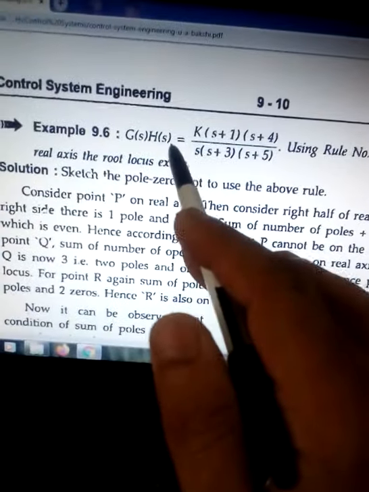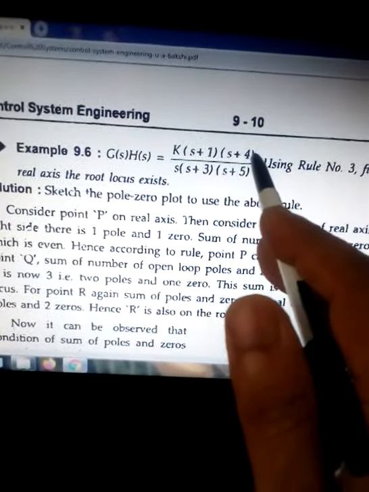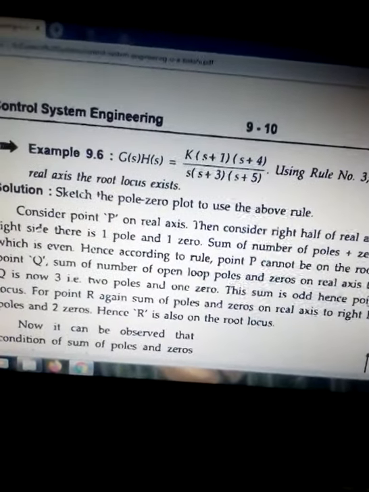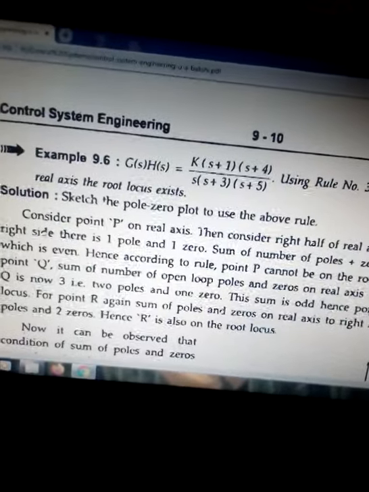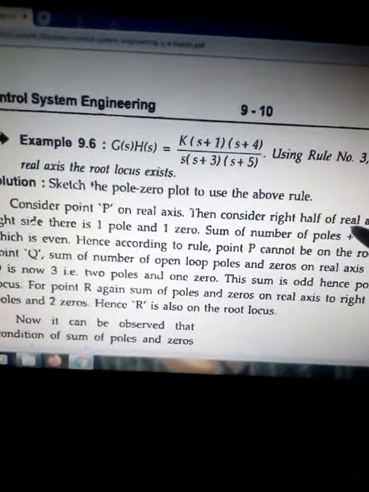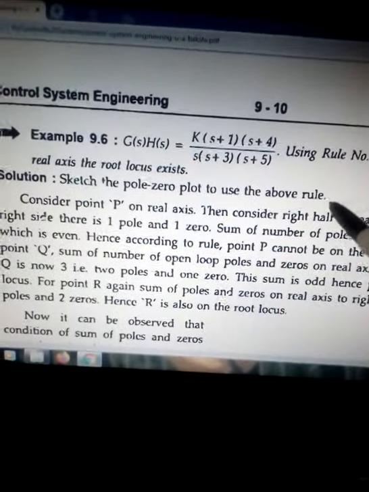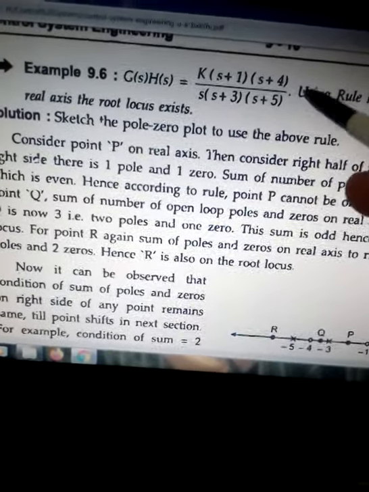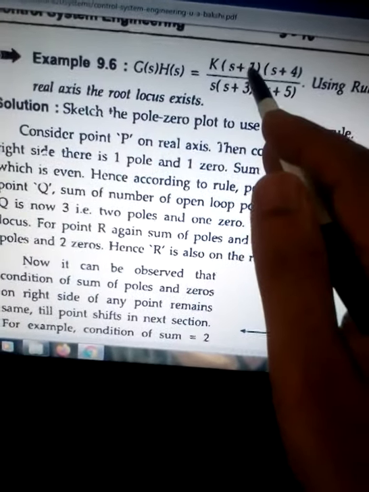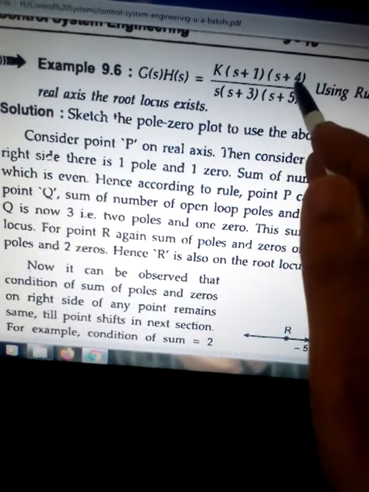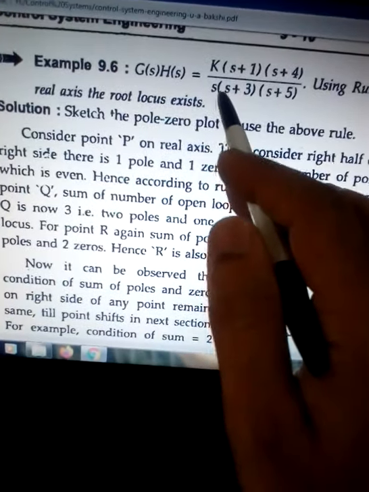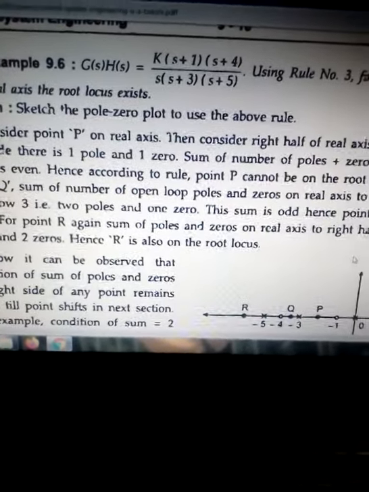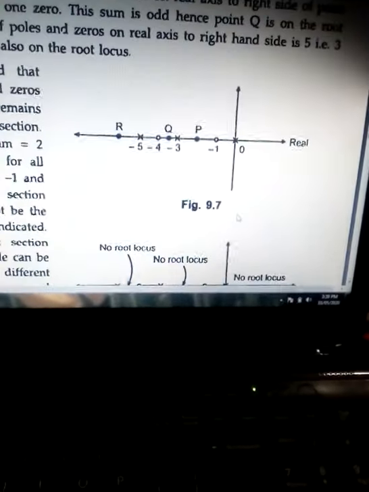Open loop transfer function G(s)H(s) equals K(s+1)(s+4) divided by s(s+3)(s+5). Before drawing the root locus, first we need to show the poles and zeros on the s plane. By looking at this equation, I can say there are 2 zeros, s equal to minus 1 and s equal to minus 4, and 3 poles, s equal to 0, s equal to minus 3, and s equal to minus 5. So first we will locate all the poles and zeros on the s plane.